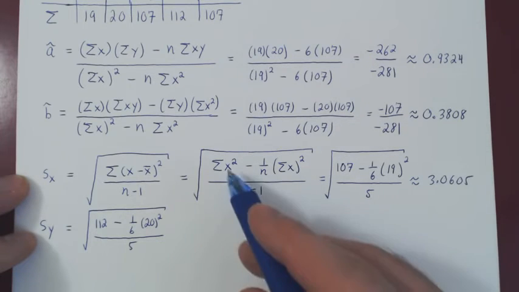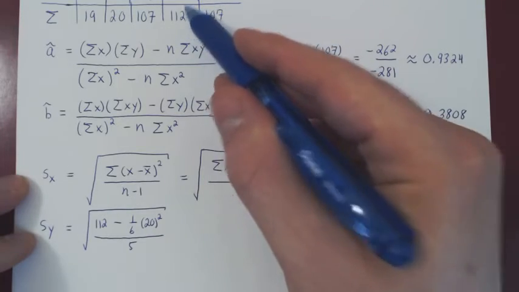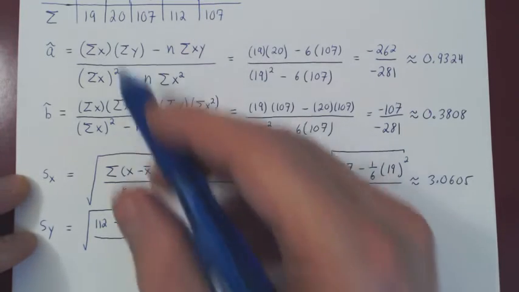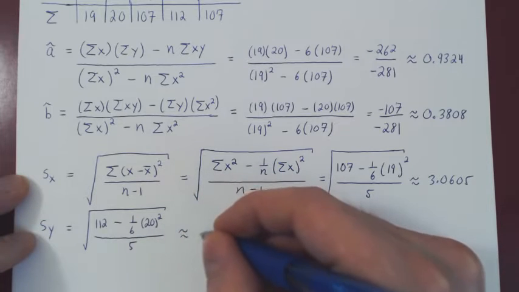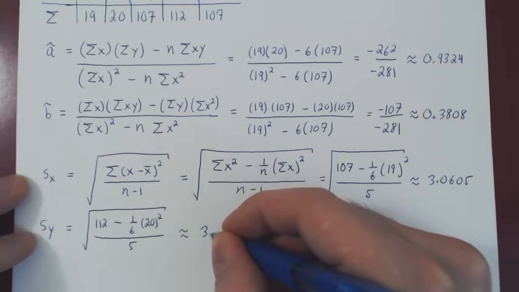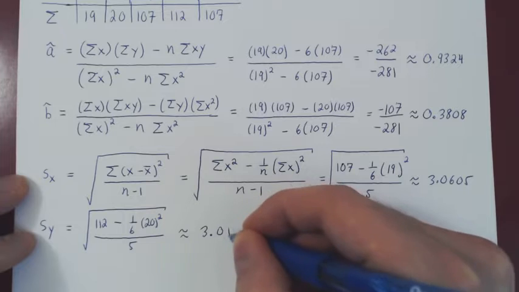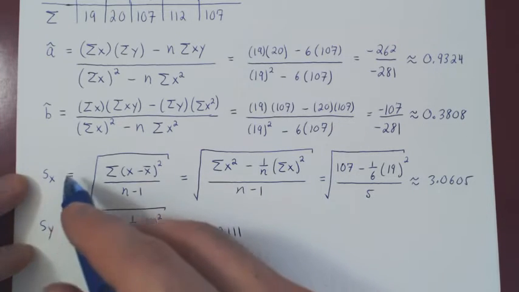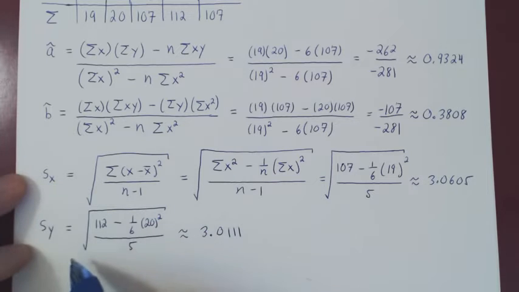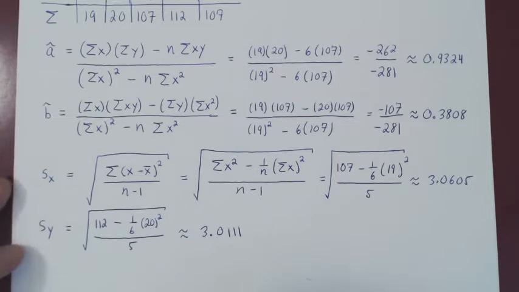Let me double check. Good. And if you compute this, you'll find an approximate value, rounding again to the fourth decimal place, of 3.0111. And there you have it. So we have the deviation for the sample of x values and for the y values, and now we can find our coefficient of correlation.